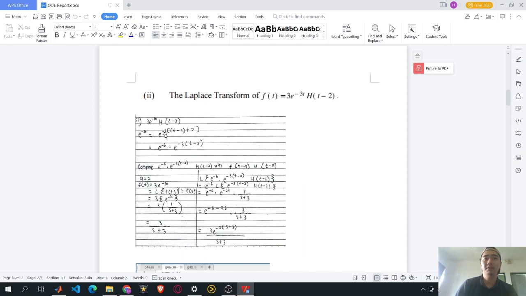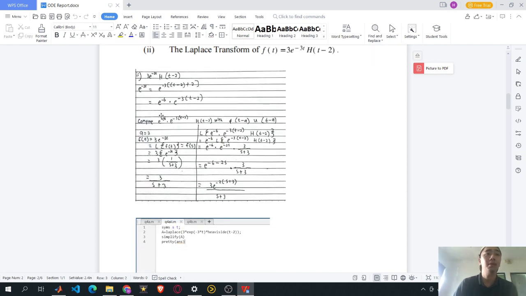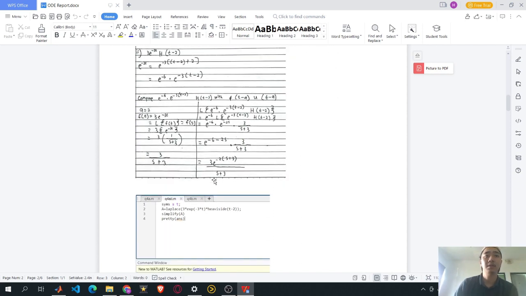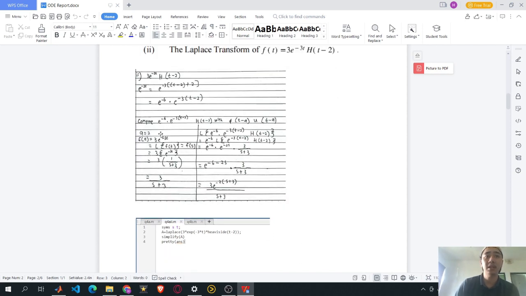So negative 3 times 2 is negative 6, so the exponent is negative 6, and then the exponent times negative 3 times t minus 2 is this one. So we make it 2 like this, we separate it, and then later we compare them. First things first, we just need to Laplace the 3 exponent negative 3t, this part.